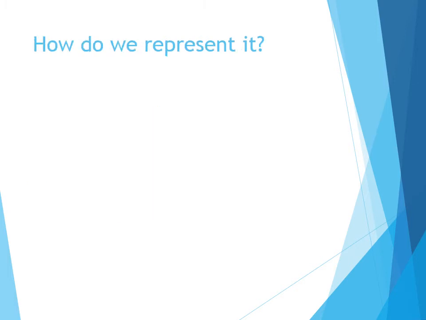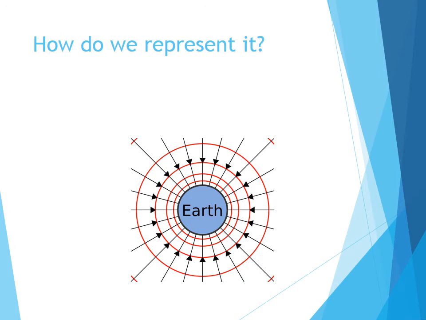Okay, how do we represent it? Well, we can draw a picture or we have an equation. This is a picture of some gravitational field lines. Because a force is a vector, so is our field. The field lines always point towards the object with the mass because gravity is an attractive force.